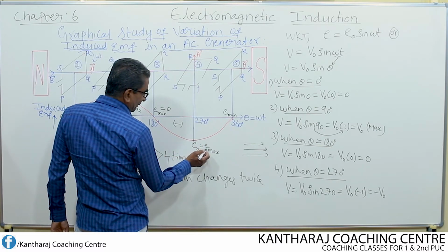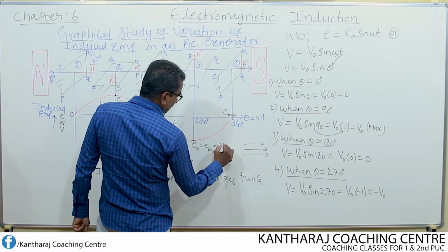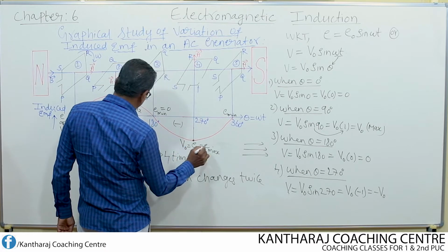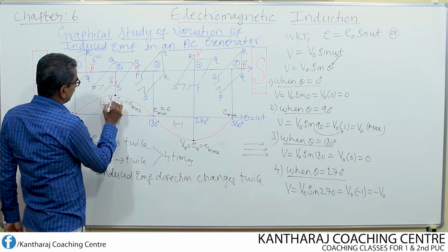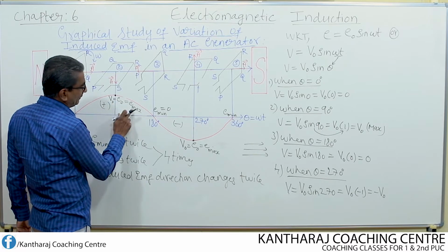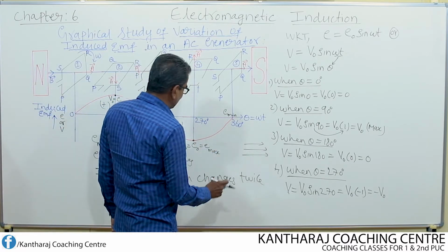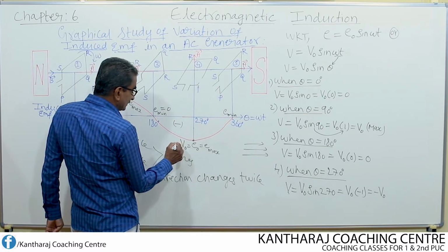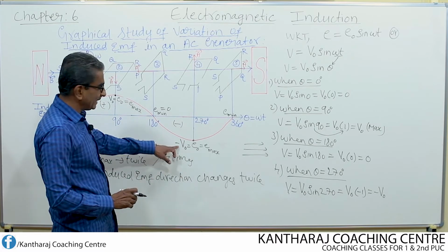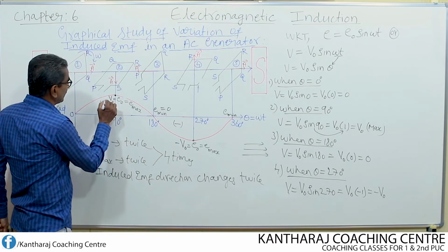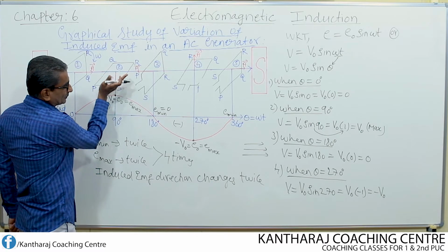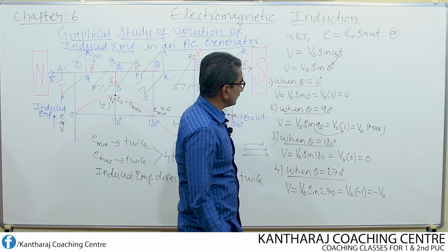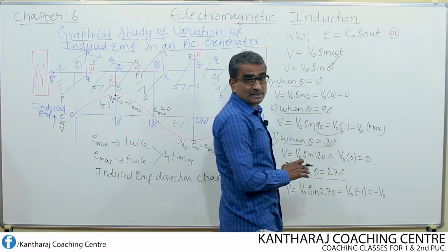So E naught, E maximum, or V naught, all are one and the same. But the only thing is, this EMF is maximum negative. The other is maximum positive because it is on the positive half of the cycle, whereas this EMF is on the negative half of the cycle, therefore minus V naught, whereas this one is plus V naught.